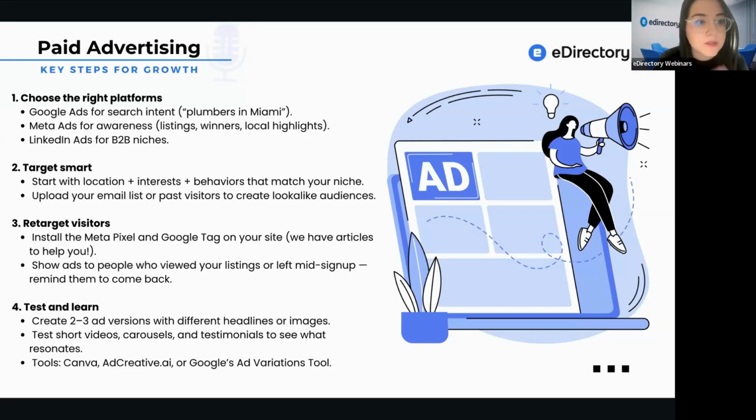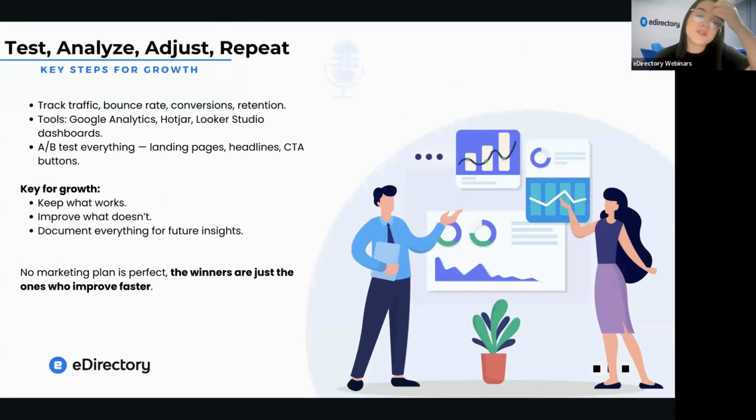Let's go to the next topic, which is test, analyze, adjust, and repeat. As I mentioned, this area changes so quickly. There are no right answers. So it's very important for you to keep analyzing your data, keep testing, and always adjust. Don't wait for things to change. Maybe something was working for a long time and it is not anymore. You have to take action, you have to change it, and you have to adapt.